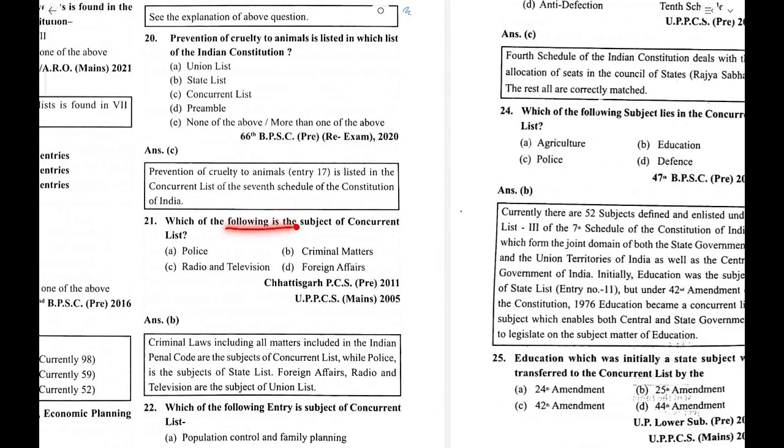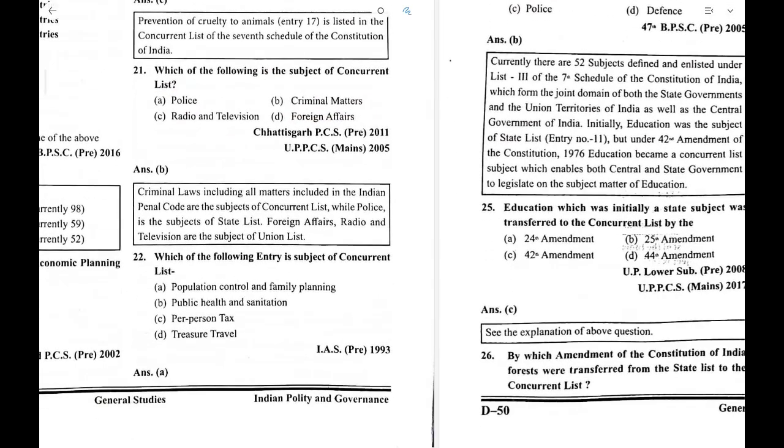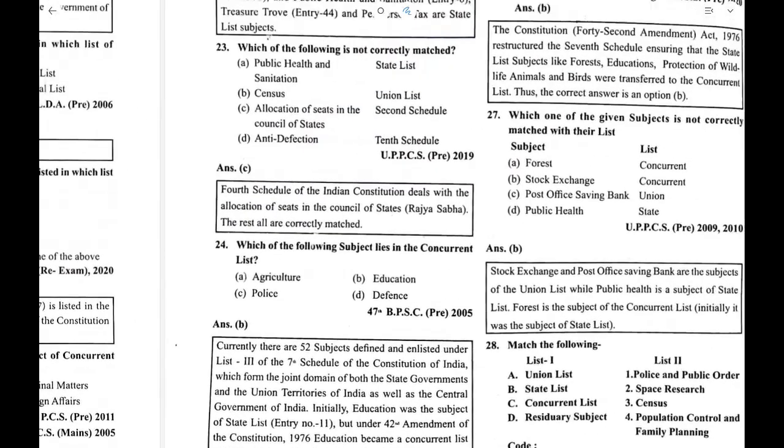Which of the following is the subject of concurrent list? So criminal matters, whereas police, radio and television, foreign affairs, these all are the, while police is the matter of state list, radio and television and foreign affairs are the matters of union list. Now which of the following entry is subject of concurrent list? The population control and family planning is a subject of concurrent list.